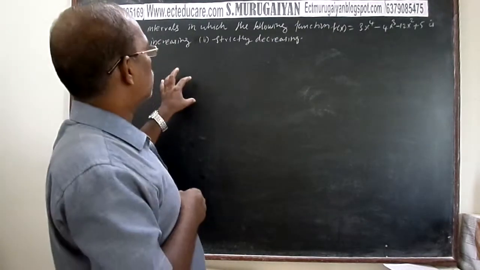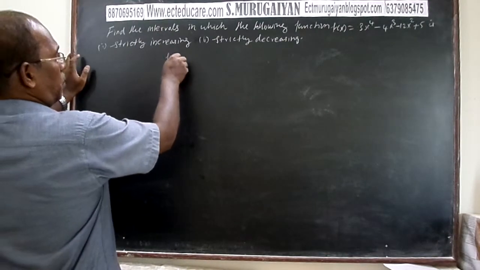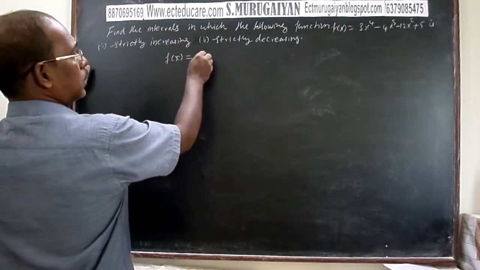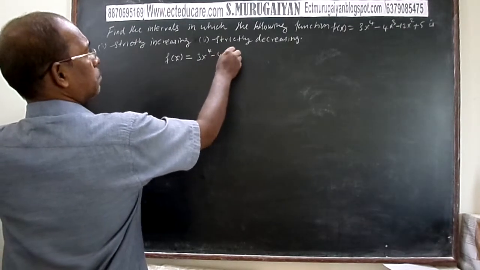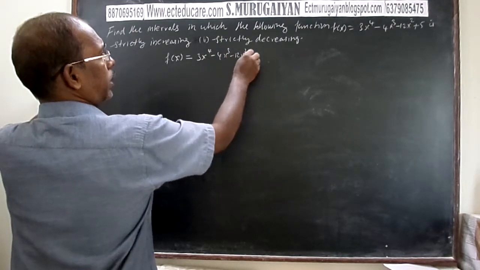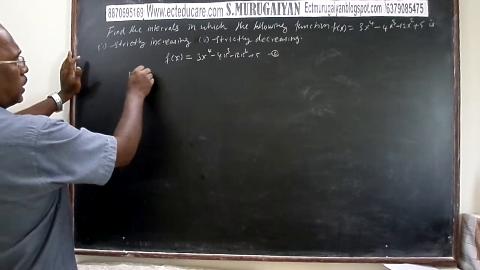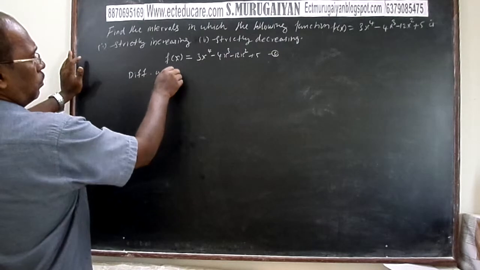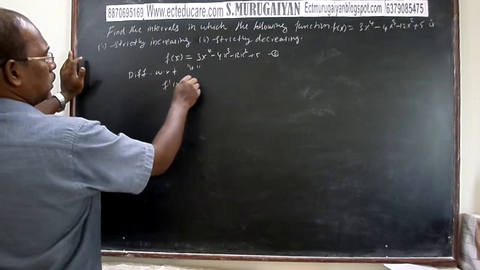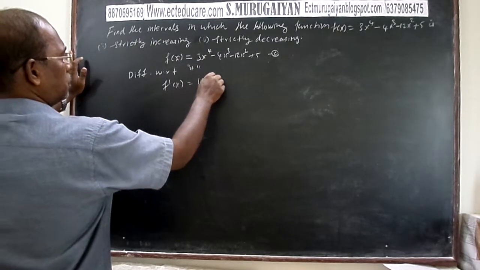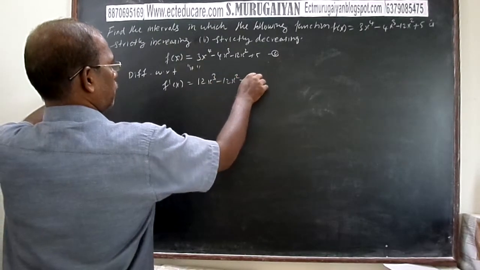So let us start the solution part of the question. The given function is a polynomial function, f(x) = 3x^4 - 4x^3 - 12x^2 + 5. Let us differentiate with respect to x. f'(x) = 12x^3 - 12x^2 - 24x.